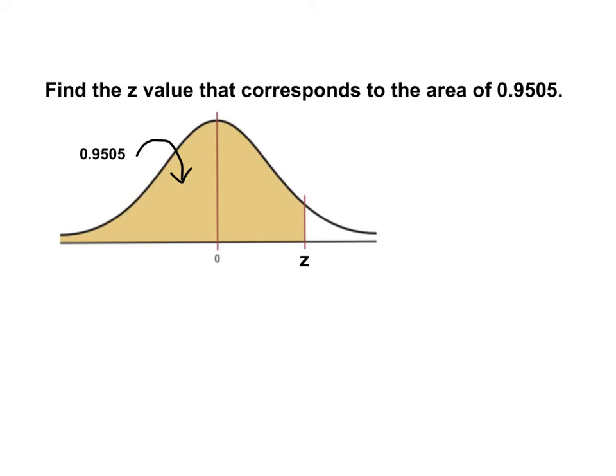How many of you found the value? Okay, what's the z value that corresponds with 0.9505? 1.65. That's all you got to do.